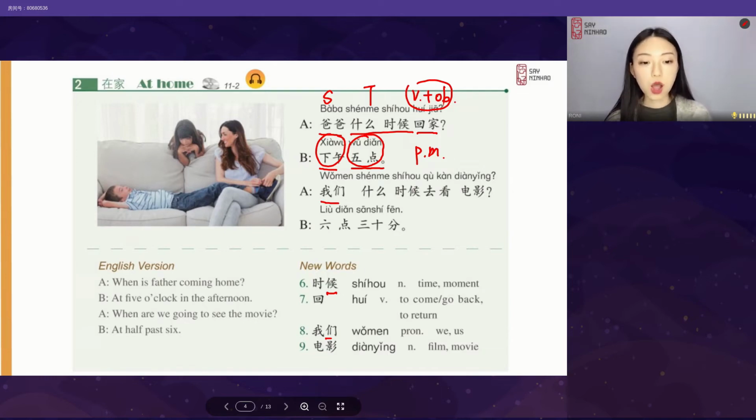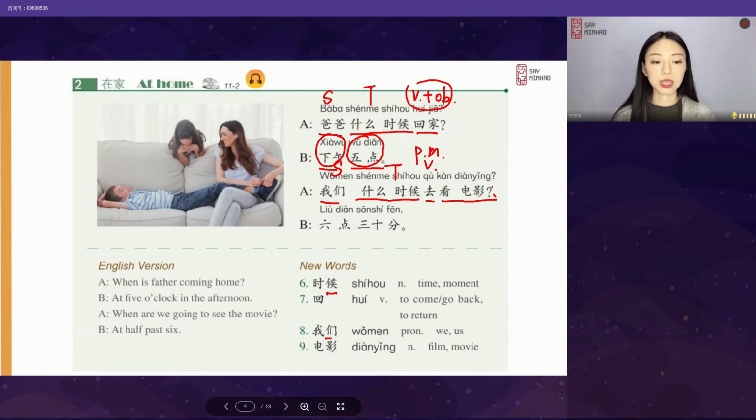Next one. 我们什么时候去看电影? 我们 is the subject of this sentence, and 什么时候 is the time word. 去看电影 is the verb, the predicate. 去看. There are verb 1 and verb 2, and they mean 去 a place to do something. Okay, 去 a place to do something. Still remember this structure? And when the place is not that important, we can omit the place after 去. And in this situation, the place is omitted because we all know where to go.